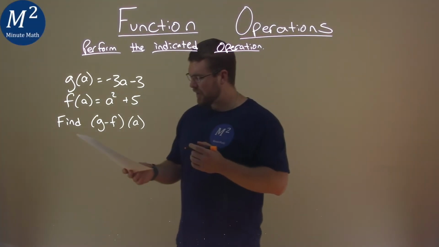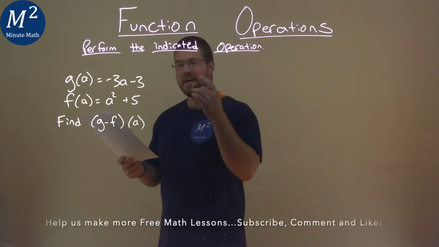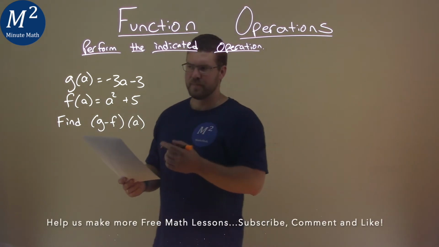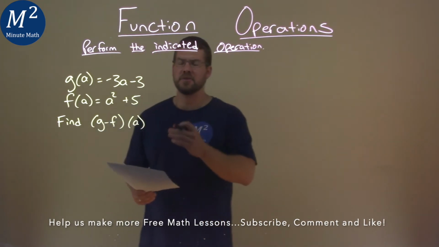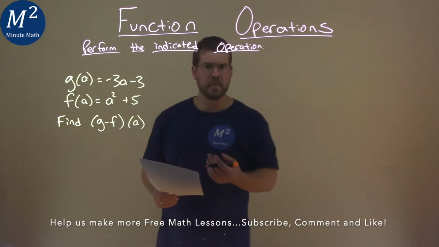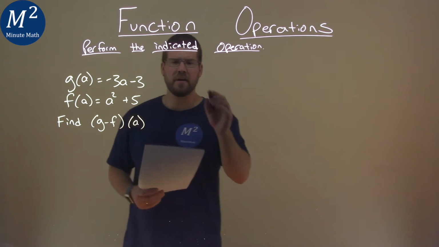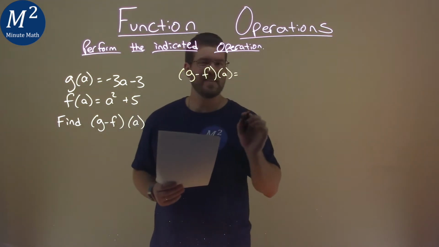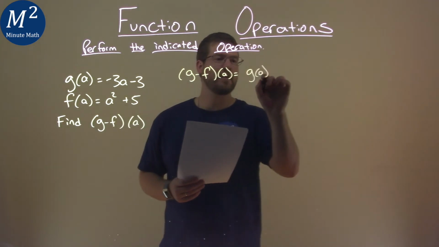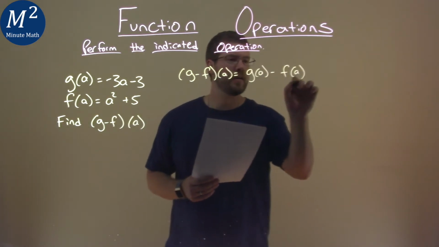We're given this problem right here. g of a is equal to negative 3a minus 3, and f of a is equal to a squared plus 5, and we need to find g minus f of a. Well, what is g minus f of a? Well, g minus f of a is equal to g of a minus f of a.